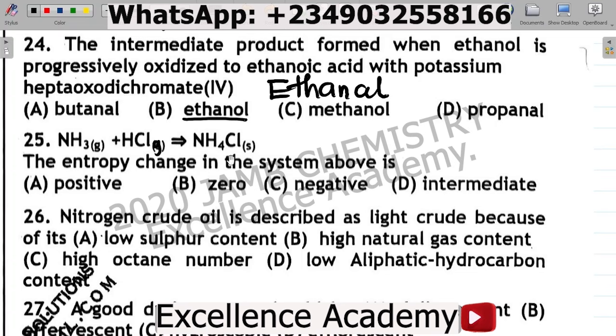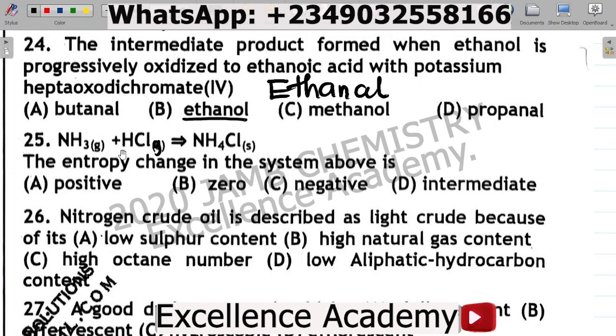Again, looking at this equation, you can see that initially there are two gas molecules, ammonia in gaseous state and hydrogen chloride gas, and these are highly disordered. Now, after the reaction, what do you observe? You now have one solid product, ammonium chloride. The first one was ammonia, now you're having ammonium chloride.